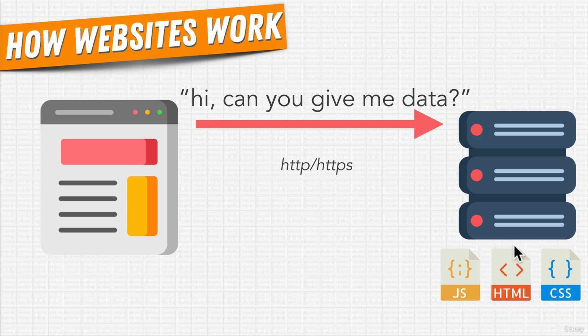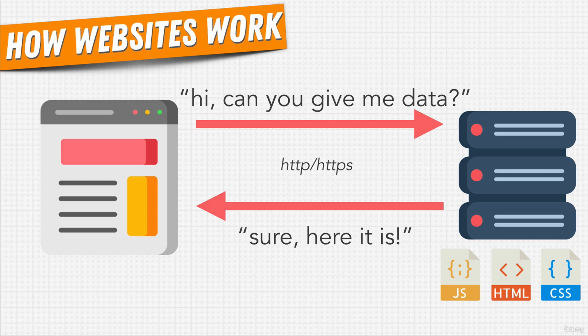All we need to know is that the server, because it's a computer, on its files has these 3 files for us. And these 3 files get sent to the browser because the browser was really, really kind and asked, hey, can you give me data? And the server says, sure, here it is, and sends us these 3 files. And when they get sent back, the browser understands them. And because it understands them, even though to us it may look like gibberish, it's able to display that website for us.